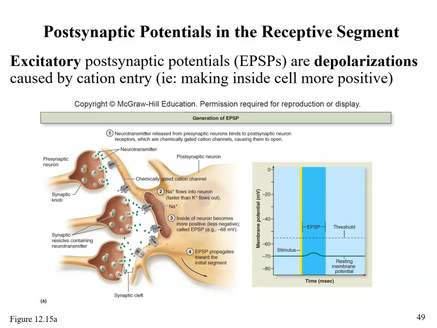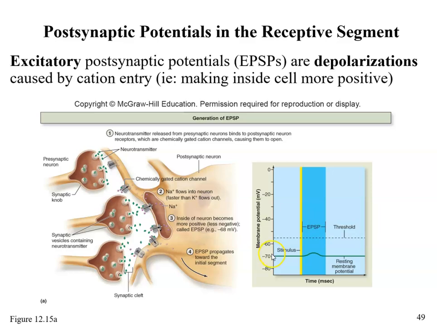Okay, so let's talk about the different kinds of potentials you see in the receptive segment. So excitatory postsynaptic potentials, these are depolarizations, okay? They make the inside of the cell more positive, and they're caused by cation entry. So what happens, you have the presynaptic neuron here. It releases neurotransmitter. That neurotransmitter is going to bind to chemically gated cation channels on the receptive segment of the postsynaptic neuron. And that's going to allow for the influx of cations, and that's going to make the inside of the neuron more positive.